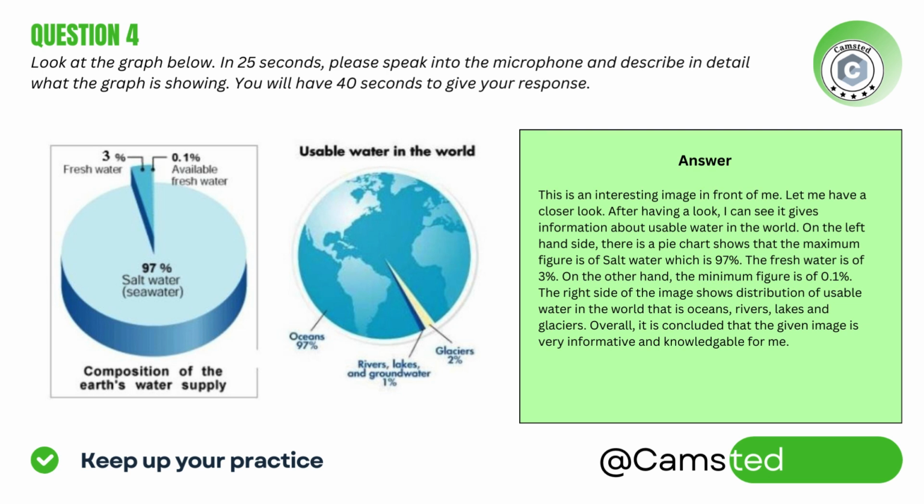On the other hand, the minimum figure is of 0.1%. The right side of the image shows distribution of usable water in the world, that is oceans, rivers, lakes, and glaciers. Overall, it is concluded that the given image is very informative and knowledgeable for me.